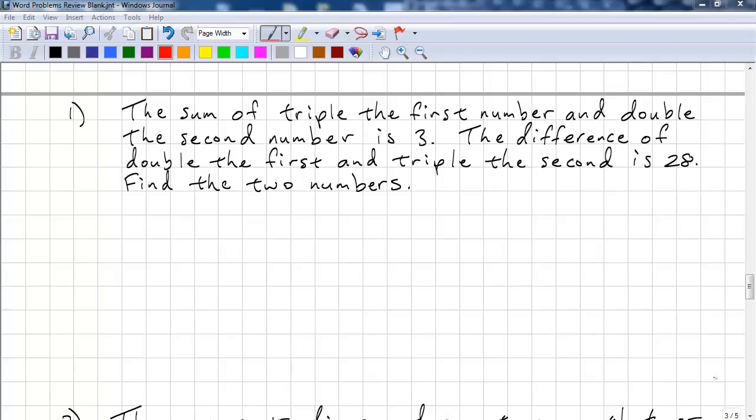Hi, we're going to go over the word problems review solution key. Please try these before actually looking at the solutions. That'll do you the best for learning.